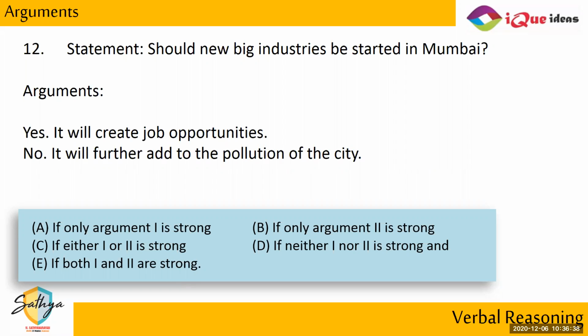Why? Because it will further add to the pollution. Is it true that new industries की वजह से pollution बढ़ेगा? Yes. And is it true that we don't want pollution? Yes. So even this is true. And can they coexist at the same time? At the same time, job opportunities भी बनती हैं, लेकिन pollution भी होता है. They are not contradictory opinions. And hence, in this one, my answer definitely has to be E. I think most of you got this one right. Simple था. Yes.